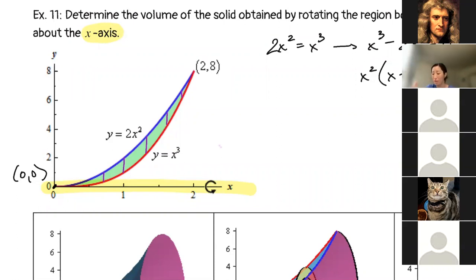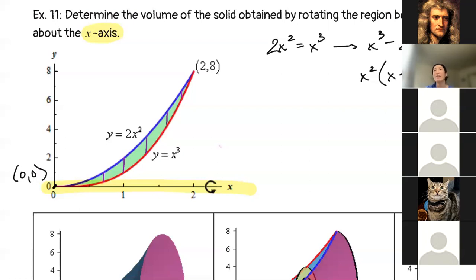Okay, if it's not the red one, why do we think that the blue one might be the big radius? Like, what would our reason be? How do we know that that is a big radius? It has a greater distance from the axis of revolution.